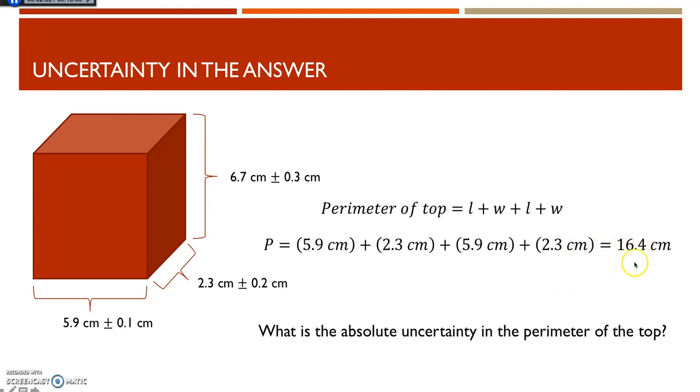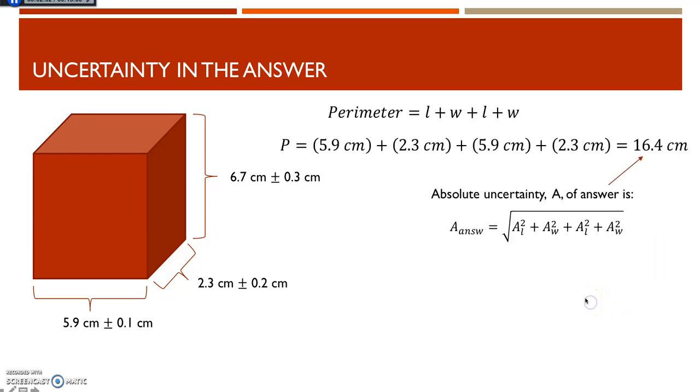What is the absolute uncertainty in the perimeter of this top? Because if I have uncertainty in each of these measurements, I must have uncertainty in the answer. The way we calculate the absolute uncertainty in the answer in this case is to square and sum the absolute uncertainties of all the pieces of that calculation. So we do this anytime we have addition or subtraction. So if the mathematical function that we're using is addition or subtraction, we need to sum all the squares of the absolute uncertainties. So I can plug that into this equation.